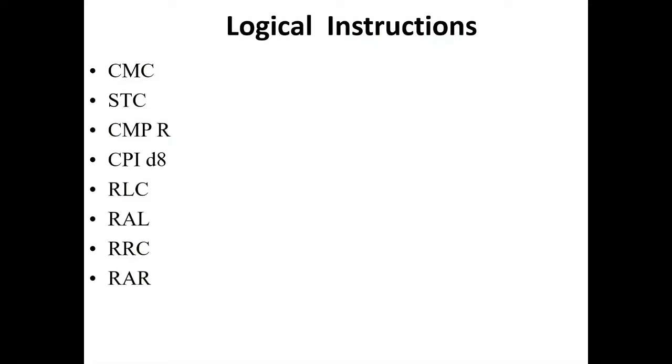CMC. CMC stands for complement the carry flag. It performs complement operation on the carry flag and the result is stored in the carry flag. The result of execution of this instruction can be shown just by executing CMC. Now suppose carry flag had the data 1 before the execution of CMC. So after executing CMC, the data will be 0.